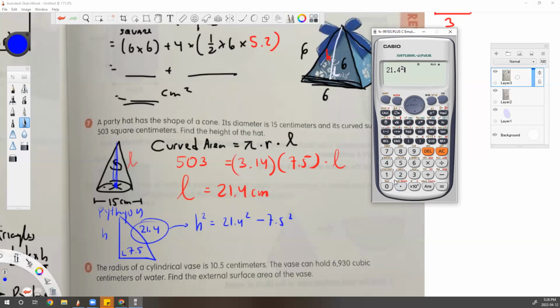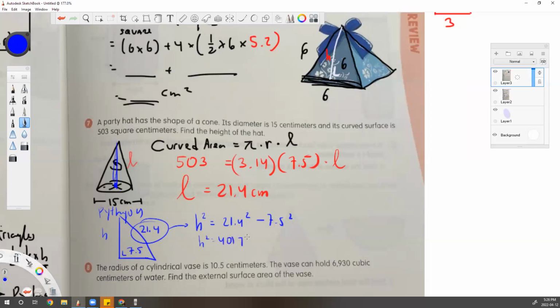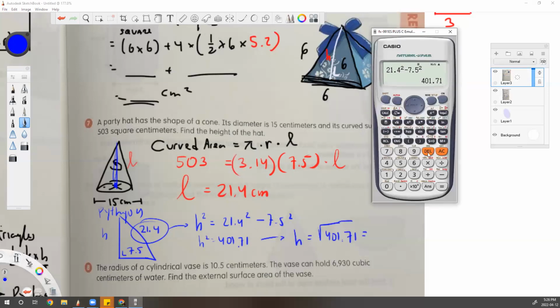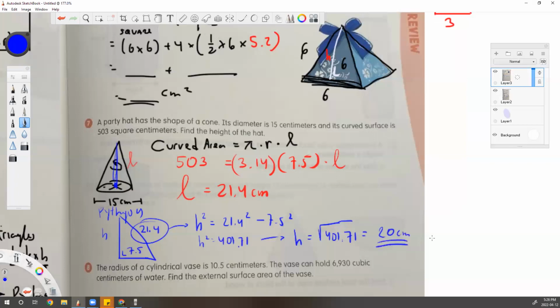Just calculate, and we are almost done finding the value of the height. 21.4 square, subtract 7.5 square. The answer will be 401.71, but it's not the final answer. You need to square root it. So the answer will be the square root, about 20. Okay, 20 centimeters. That's what we are finding: the height of the hat, not the slant height. So L is the slant height. Make sure you know that.